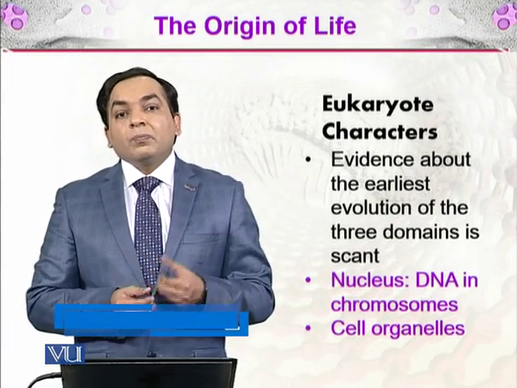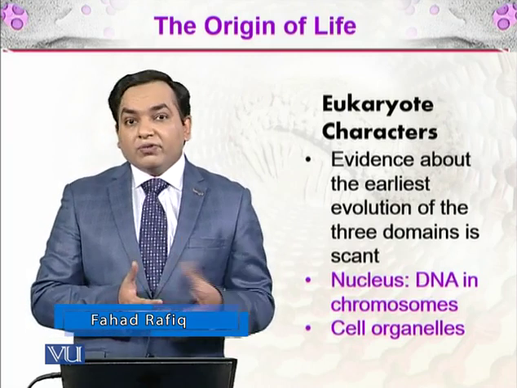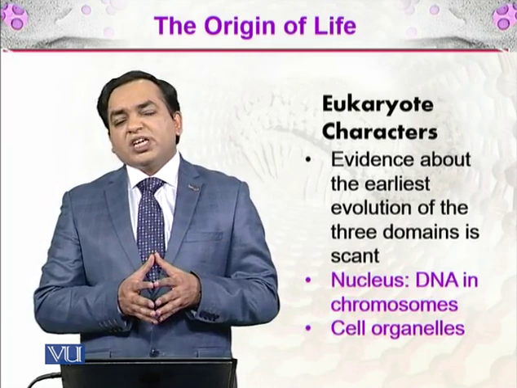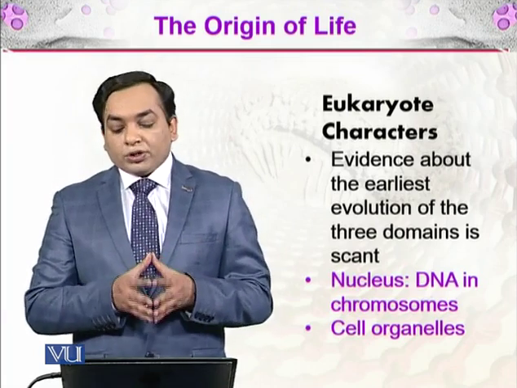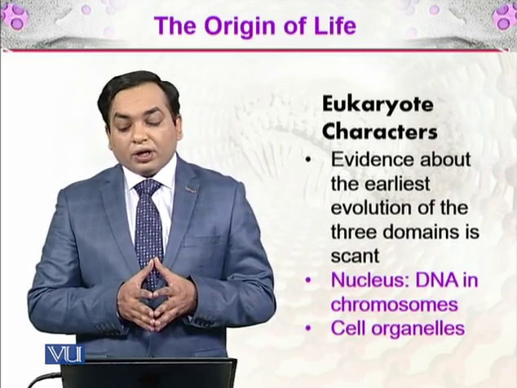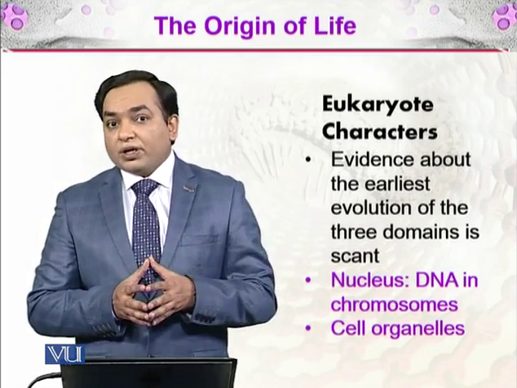What are the eukaryotic characteristics in a living organism and how did they develop? The evidence for the development of eukaryotes from the prokaryotes is very, very little. We do not know much about that. That's why it is said that evidence about the earliest evolution of the three domains is scant. Scant means very, very little.